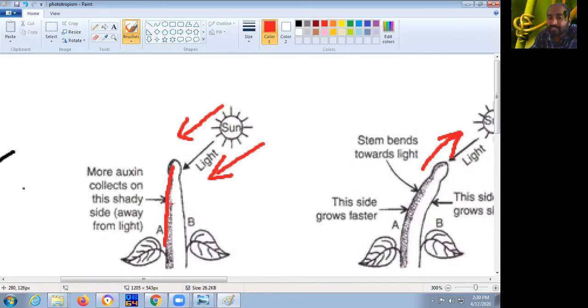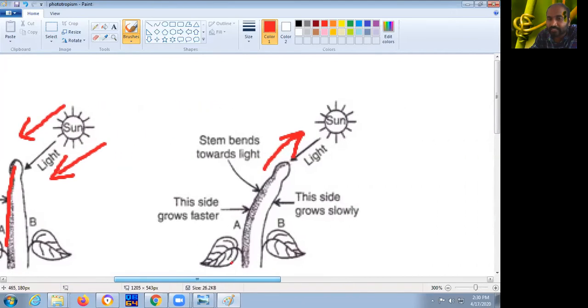Because of that, the cell elongates and divides on this side, so it bends. Because cell growth is more here, there is a difference between this side and this side. So definitely it will be bent towards the light. Okay, fine. Hope you understood this particular thing.